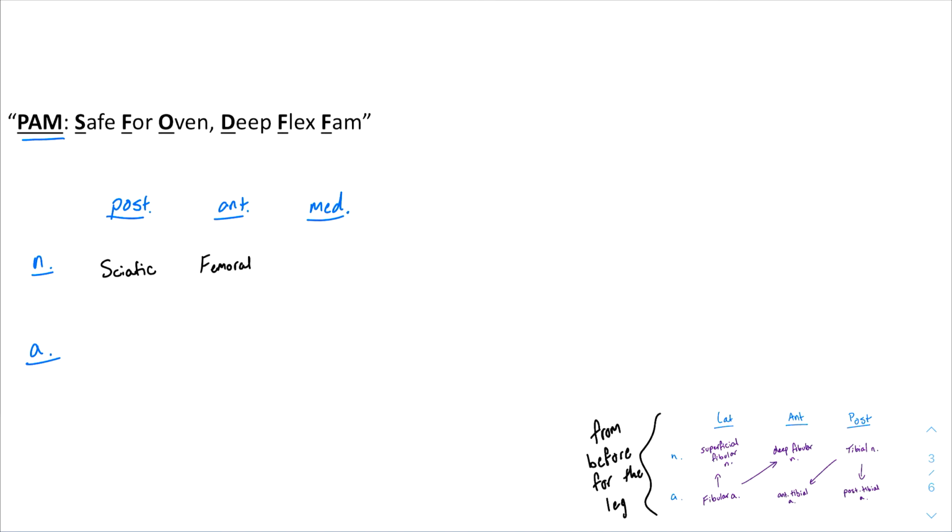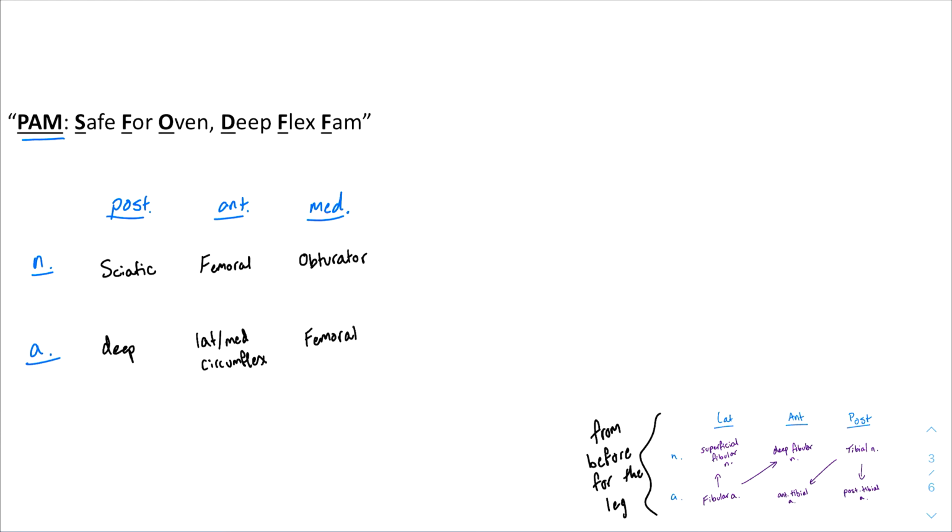The O in oven is going to be for obturator. And that's it for the first row. Then deep is going to be for deep. Flex is going to be for circumflex, or in this case, the lateral and medial circumflex. And fam is going to be for femoral again. But honestly, this last letter is really just for completion, and this will be shown more later.